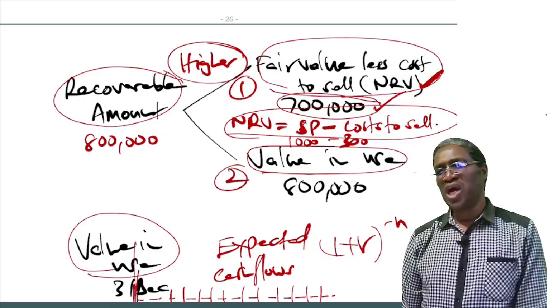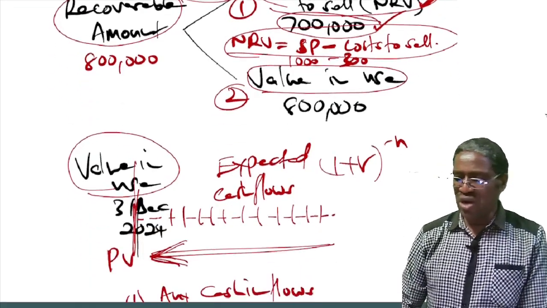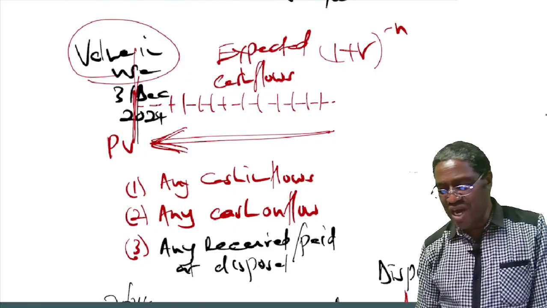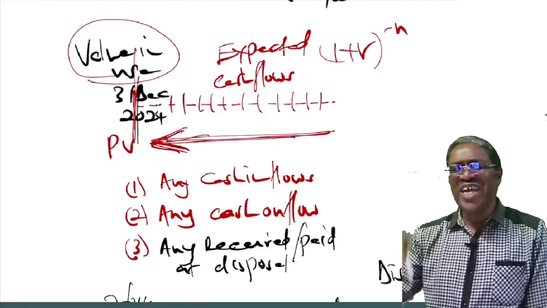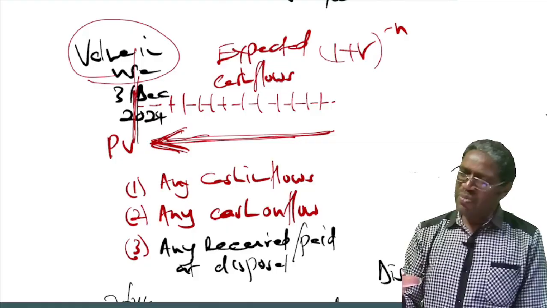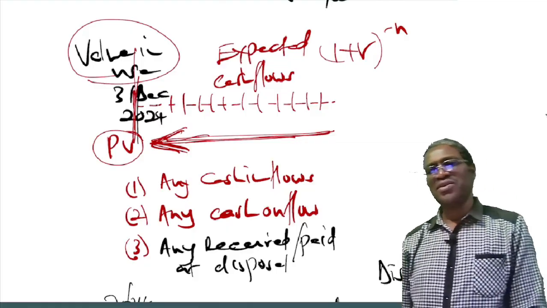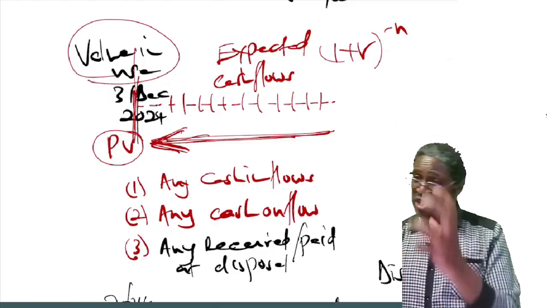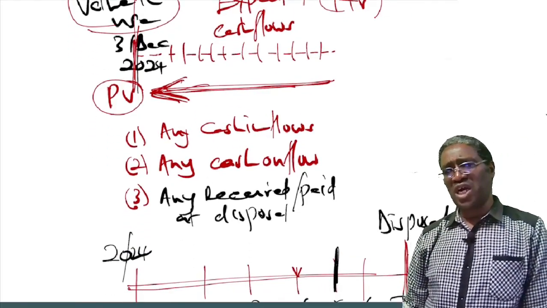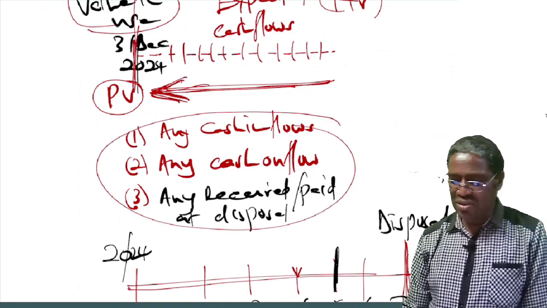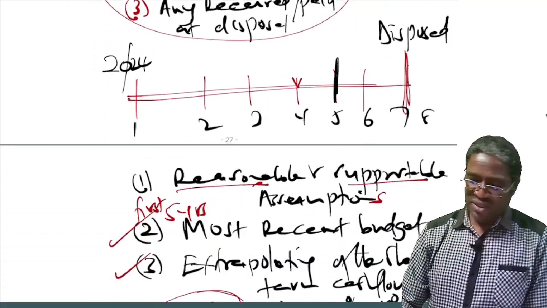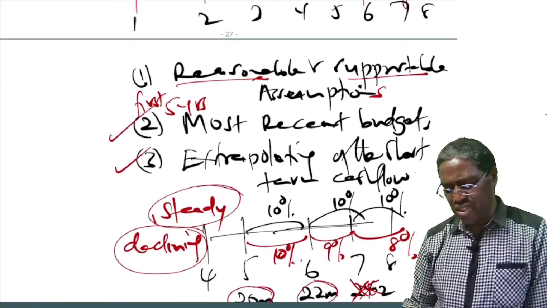I've already reminded you how to calculate the net realizable value. But how do we get the value in use? I've told you, you get the present value of all the estimated, in other words, all the expected future cash flows. Get their present values. That will give you the value in use. Then I've talked about which components of the cash flows should be discounted. I don't have to repeat that. There are 3 components of the cash flows that should be discounted.